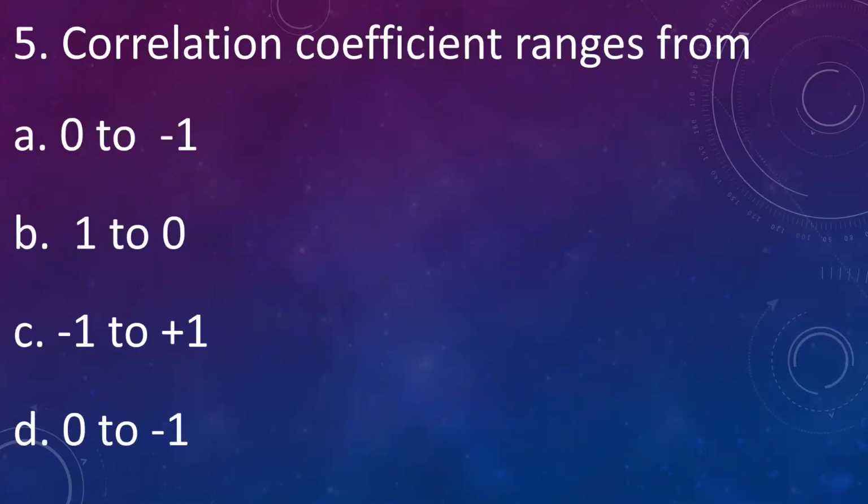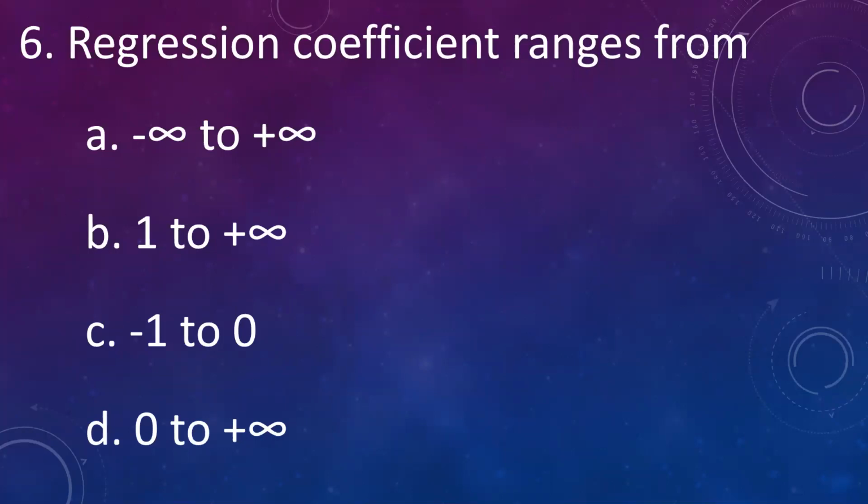Then correlation coefficient ranges from A. 0 to minus 1, B. 1 to 0, C. minus 1 to plus 1, D. 0 to minus 1. Answer is minus 1 to plus 1. Correlation coefficient ranges between minus 1 to plus 1.